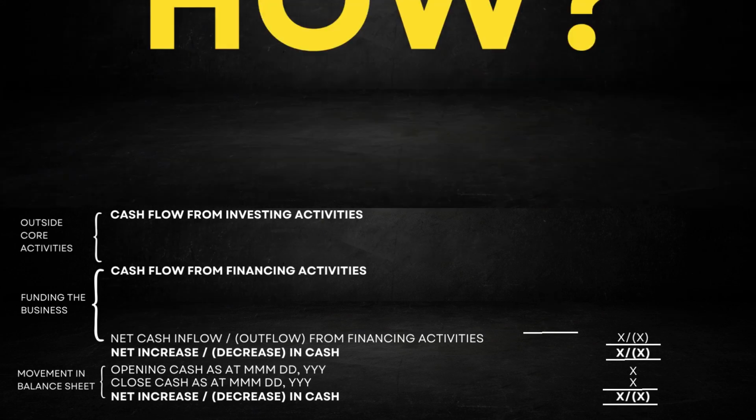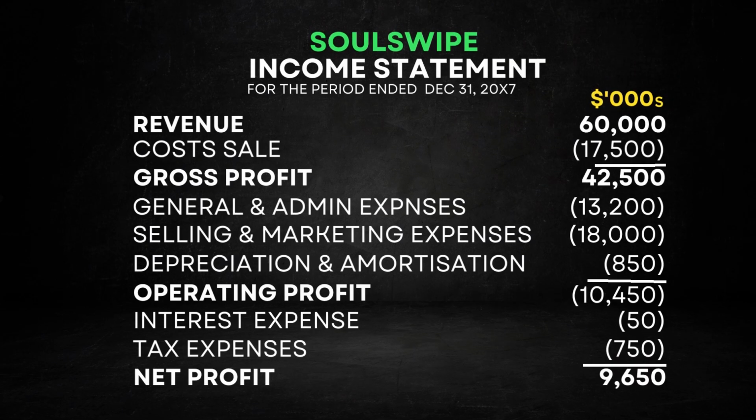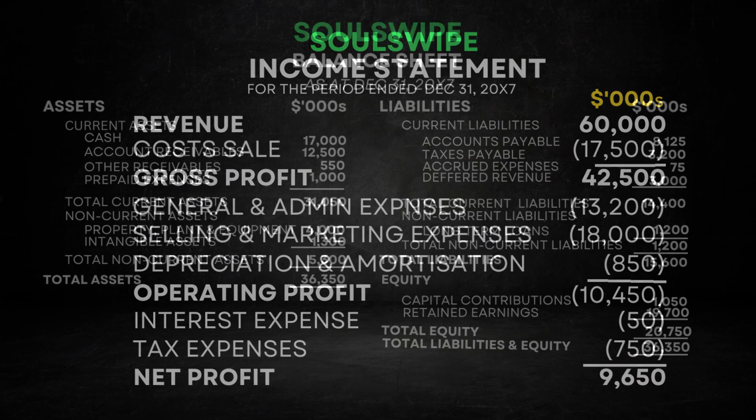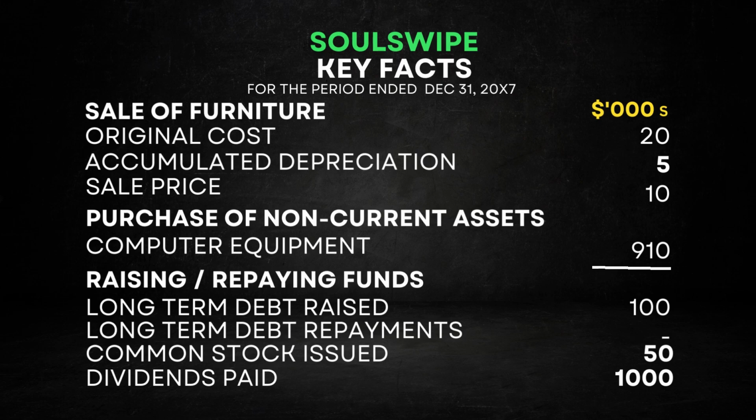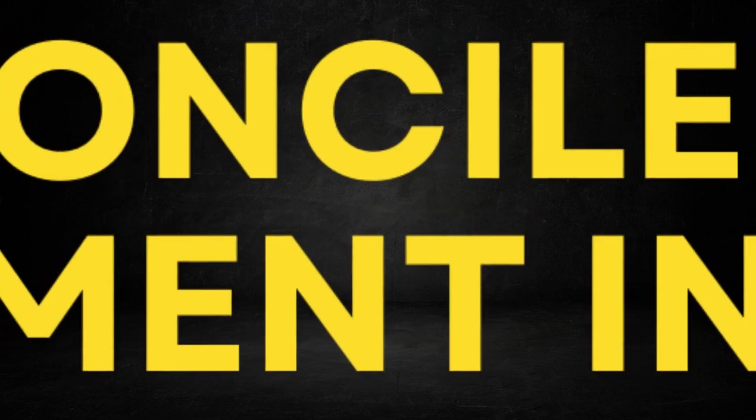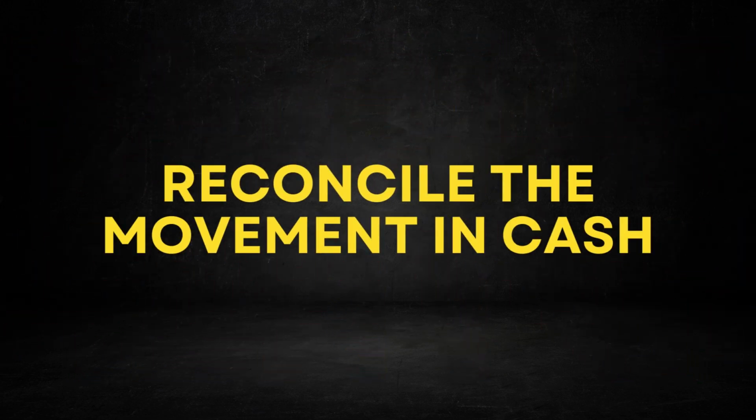Now let's dive into an example to see how a cash flow statement is prepared using the indirect method. We'll consider a fictional dating app called SoulSwipe and examine their income statement, balance sheet, and comparative balance sheet for the year ended December 31st. We'll also take into account various key facts such as the sale of furniture, purchase of computer equipment, debt and equity transactions, and dividend payments. The primary objective of the cash flow statement is to reconcile the movement in cash.